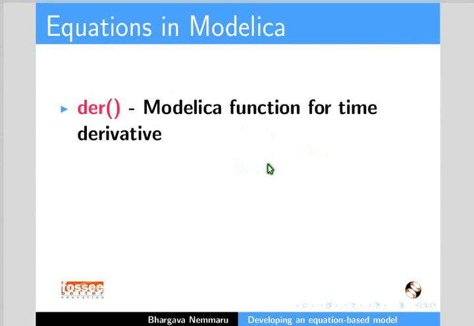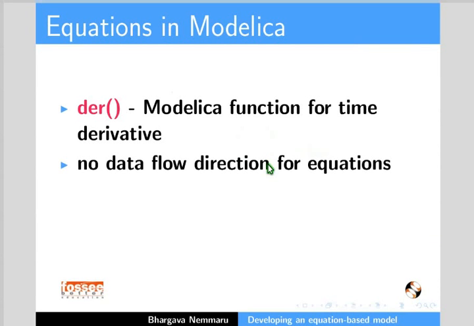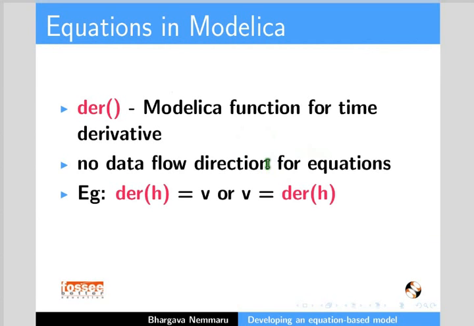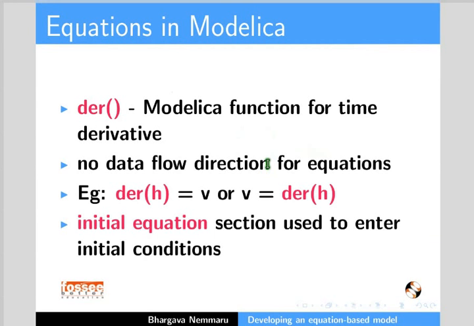DER is Modelica function for time derivative. There is no data flow direction for equations. For example, DER of H equals V may also be written as V equals DER of H. Initial equation section is used to enter initial conditions. We will learn more about initial equation later on.